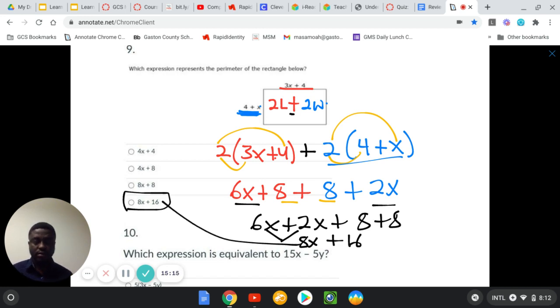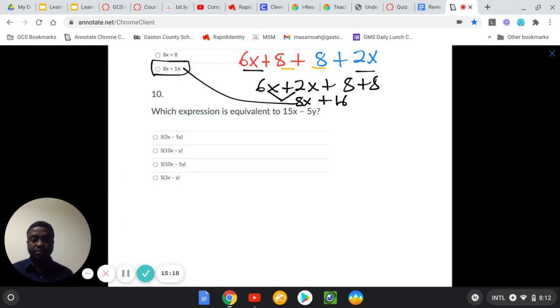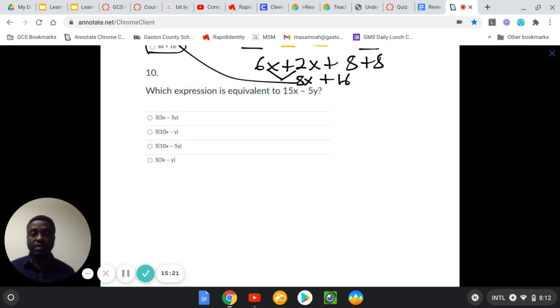The last question, I could go either way. I could expand, distribute all these options and see which one is equivalent to that. Or find the factors of this and then submit. I'm going to do both of them. So you have to distribute this. If you can distribute it, distribute that, and you see which one will give you that. Now, so let me do with the factors. So I have 15x minus 5y.